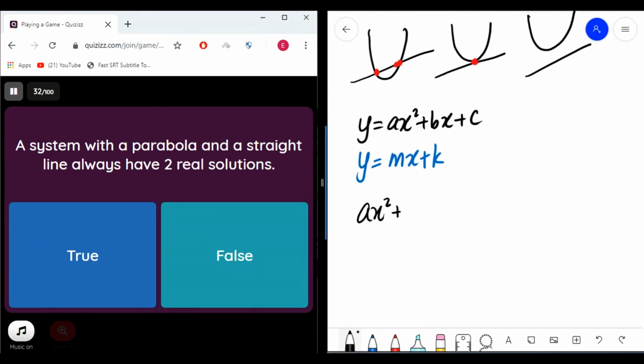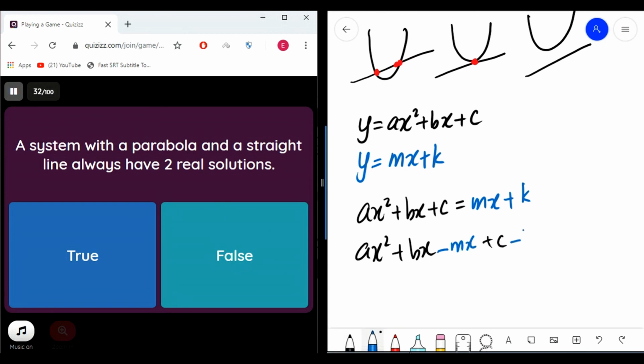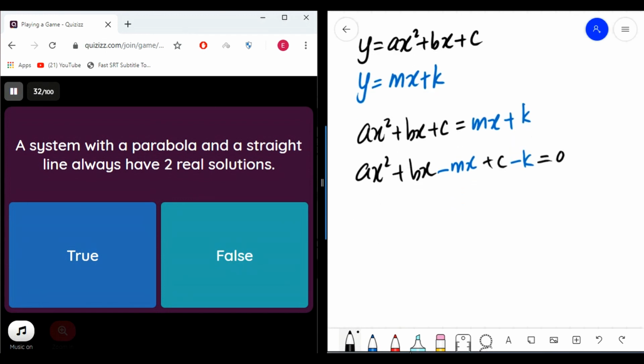Ax squared plus bx plus c equals mx plus k. Then simplify: ax squared plus bx, move this to the other side, minus mx, then plus c, move k, minus k equals 0. Then we can factor out the x for this part: ax squared plus (b minus m)x plus, I put a bracket for it, (c minus k) equals 0.